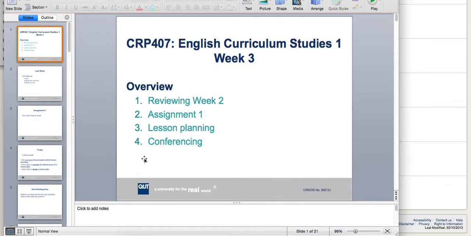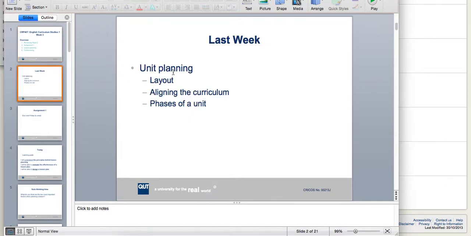We started off by reviewing week 2, which was about unit planning. So the different layouts that we can have, how there's no one way that a unit plan can be set out. There are lots of different ways. How we can align a unit plan with the curriculum and the 3 different phases of a unit: the orientating, the enhancing, and the synthesizing. Please remember those in your unit plans.